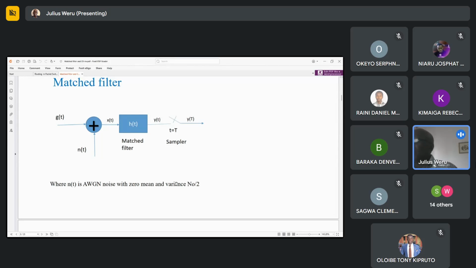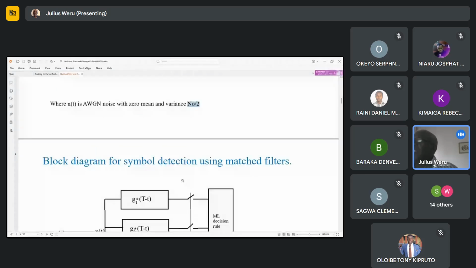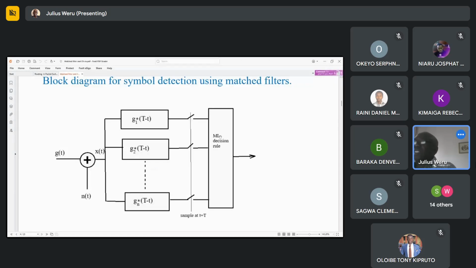So there is a known figure actually, but we always write N0 over 2 because that is dependent on temperature. It's not fixed. Boltzmann constant is a constant, but N0 over 2 is not a constant because it will depend on the temperature. So that will be the block diagram for symbol detection using matched filters.